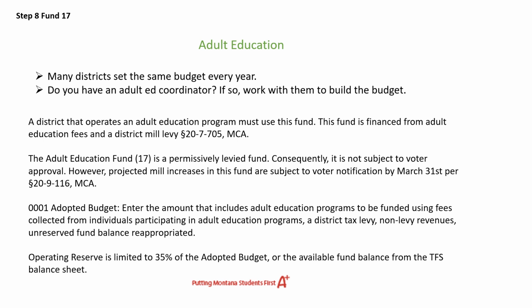Step 8, Fund 17, the Adult Education Fund. Many districts set the same budget every year. And if you have an adult ed coordinator, work with them to set the budget. A district that operates an adult education program must use this fund. This fund is financed from adult education fees and a district mill levy. The adult education fund is permissively levied. Consequently, it is not subject to voter approval. However, projected mill increases in this fund are subject to voter notification by March 31st.